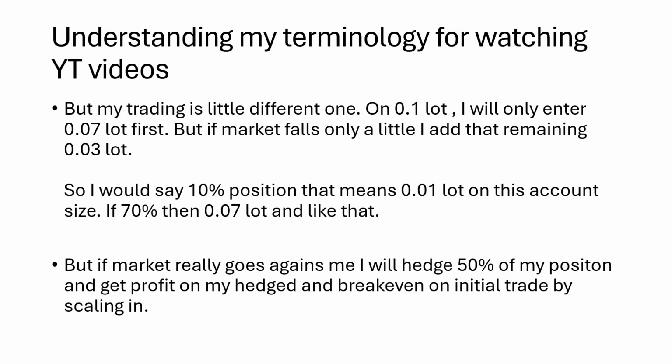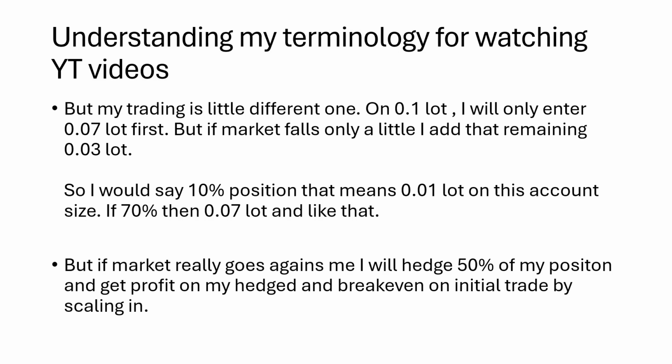Now, I'll be posting day reviews and my trade reviews, so I'll use percentage terminology, like I entered a 10% position or a 70% position. If it is a $10,000 account and the average pip size is $5 to $7, and even if the average is $7, I'll be risking 0.1 lot. If the average is $4, I'll be risking 0.1 lot.